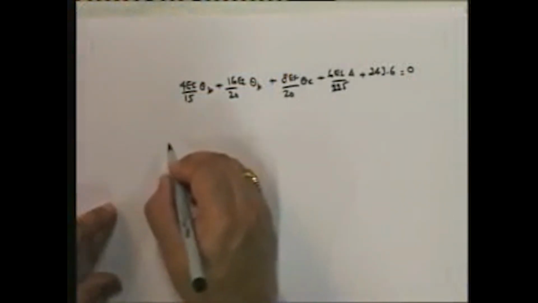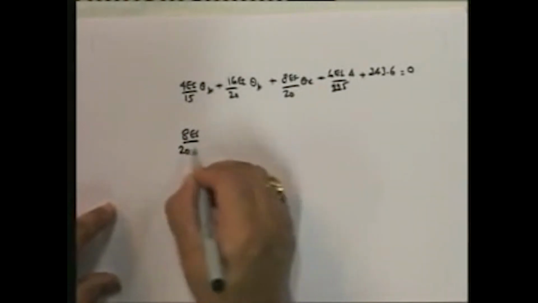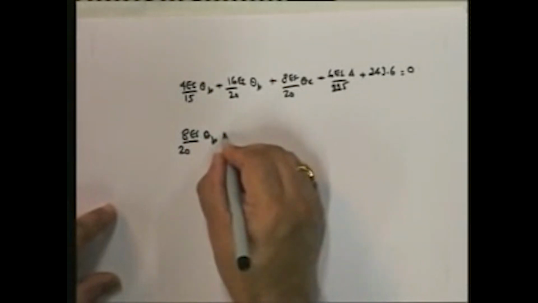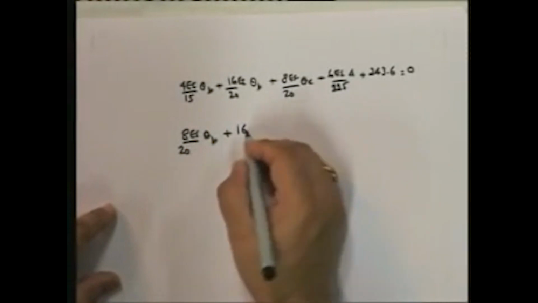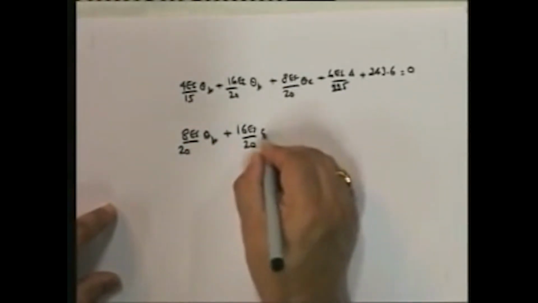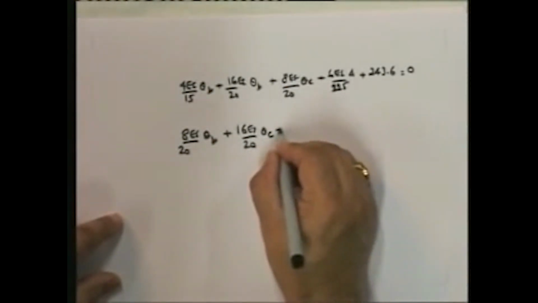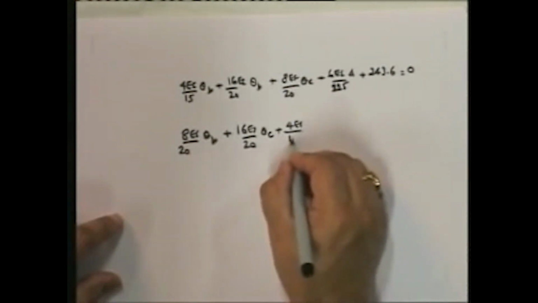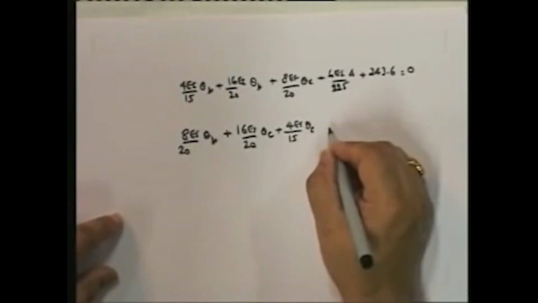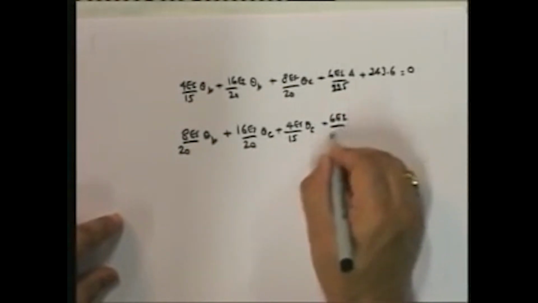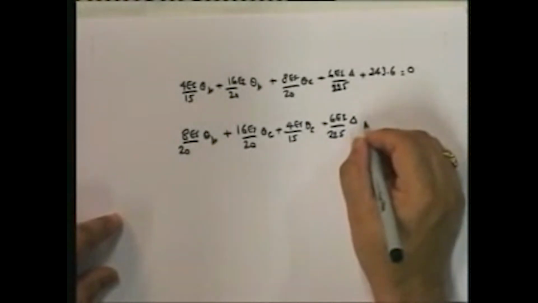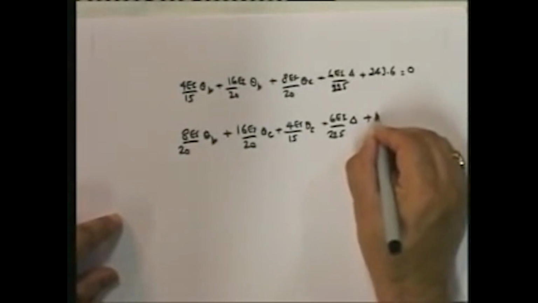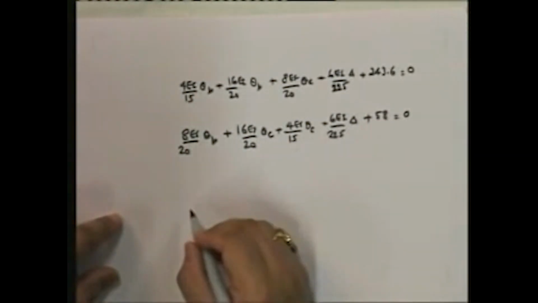And if I look at MCB plus MCD plus 250 equal to 0, MCB is going to be equal to 8 EI upon 20 theta B plus 16 EI upon 20 theta C plus 4 EI by 15 theta C. Okay, plus 6 EI upon 225 delta, and then plus 250 minus 192 is going to be equal to 58 equal to 0. That's my second equation.